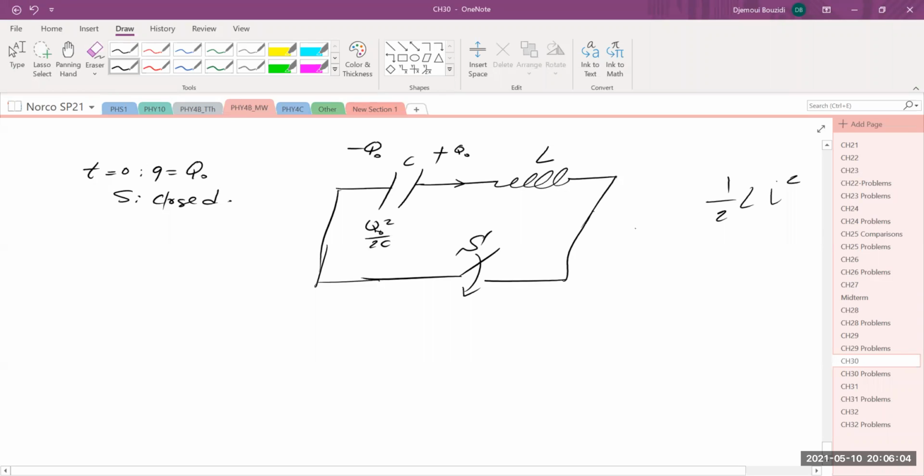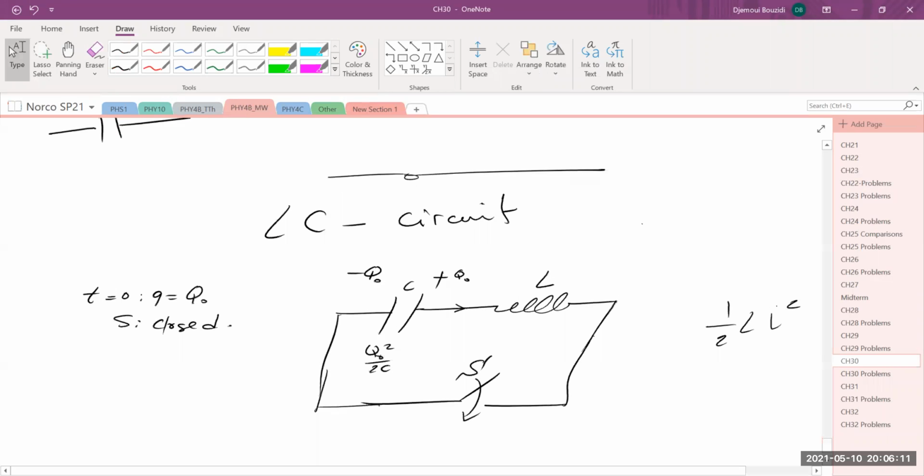You guys see that this process is not going to end. This is going to be forever and ever. That's why this LC circuit is actually called an oscillator.